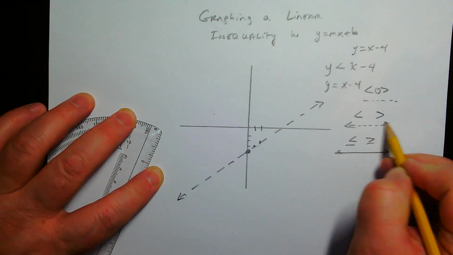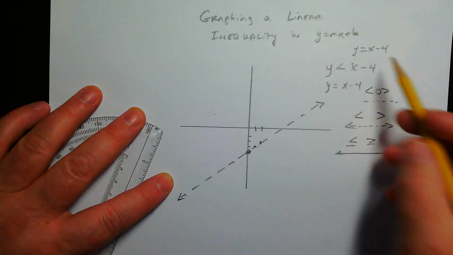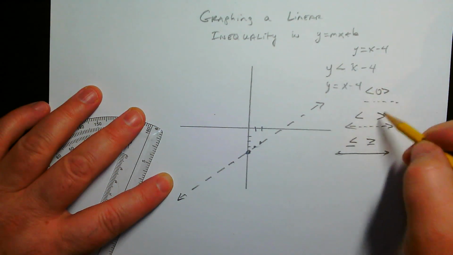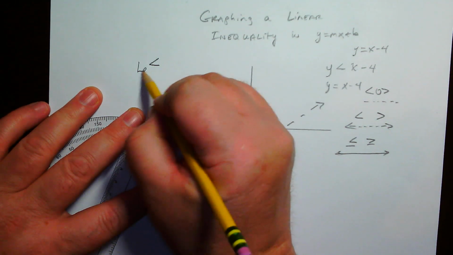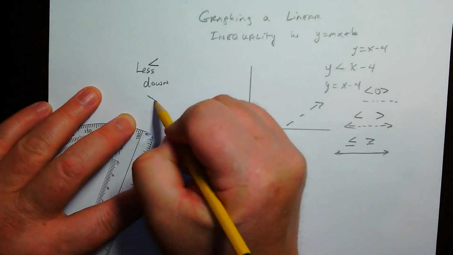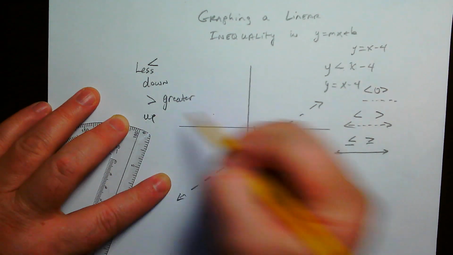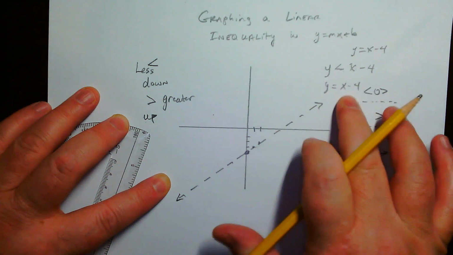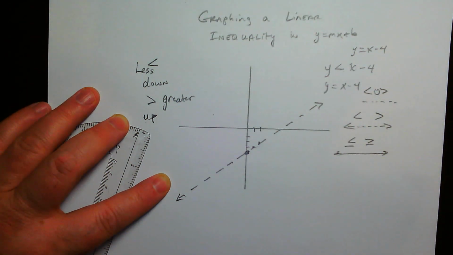Okay? Now we have to figure out which way we shade. When it's in slope-intercept form, it's not too bad. Less is down and more is up. So this is less. That's less, and less is down. So you would shade down. And this is greater, and greater is more, and that is up. Now that works when you have it all the way in slope-intercept form. It doesn't work so great if it's in standard form, which we'll get into in the next video.